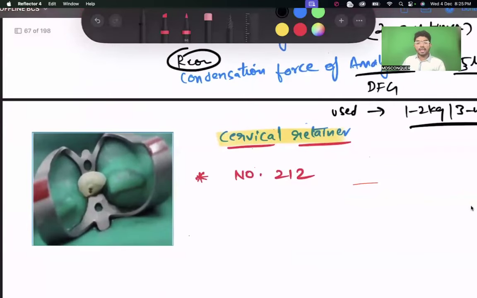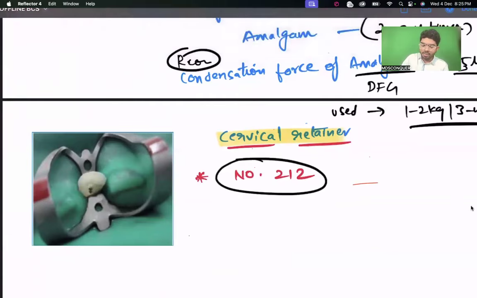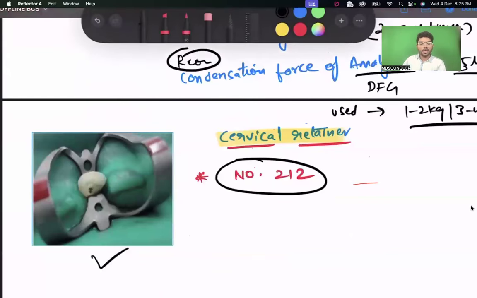So what is the universal cervical retainer number? Cervical retainer, they regularly ask 212. This is a diagram based question that they can ask you. 212.